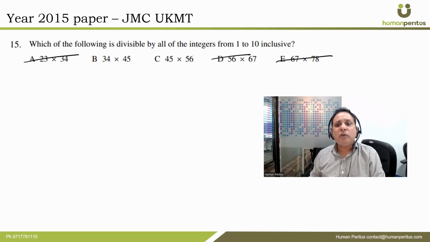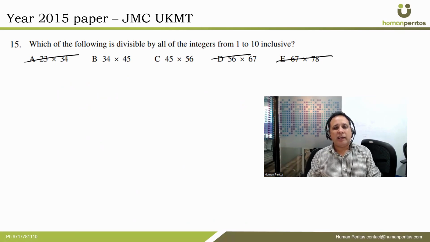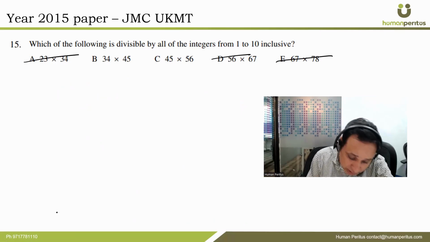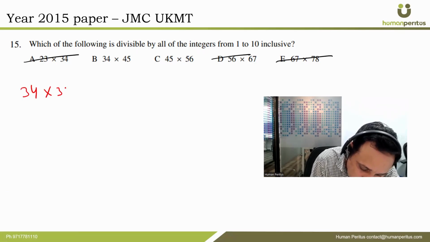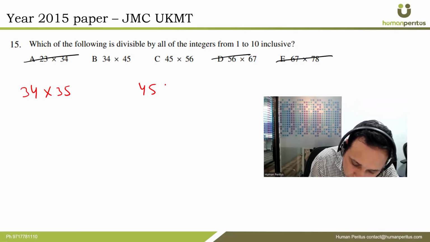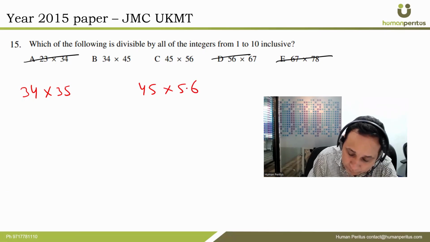Okay. And then we wanted to check divisibility by, I think, 9, correct? I don't know, 9 or 8. I don't remember. Anyway. So guys, now see how fast you can do these questions. 34 into 35 and 45 into 56.